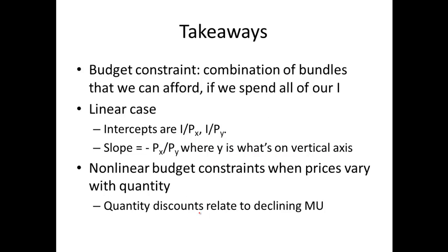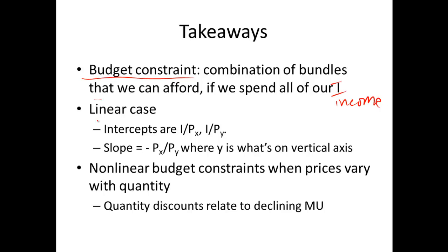All right, though. What are the takeaways from our unit on budget constraints? It's the following. First, what is a budget constraint? It's the combination of bundles that we can afford if we spend all of our I. That's I, or income.